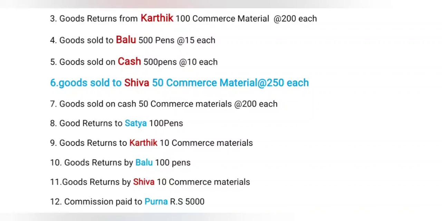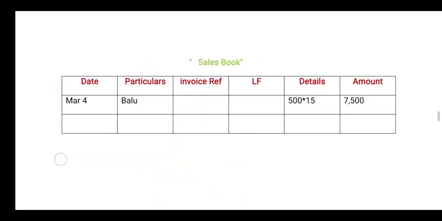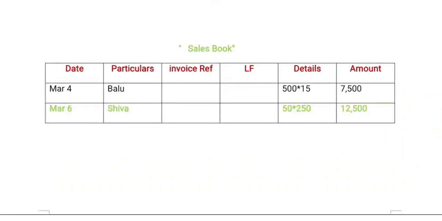Now we are coming to another transaction, that is 6th March, goods sold to Shiva, 50 commerce material at 250 each. Here also the goods are in units. Now we are going to the sales book. In the date column, March 6th, particulars, customer Shiva's name. Now coming to details, 50 commerce material, each one 250 rupees, 50 multiplied by 250, it is 12,500.